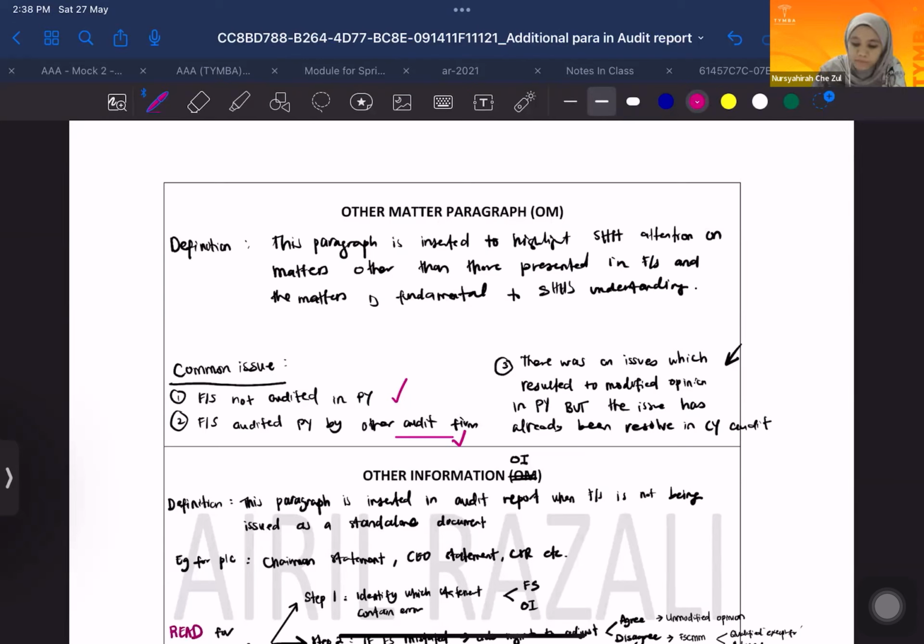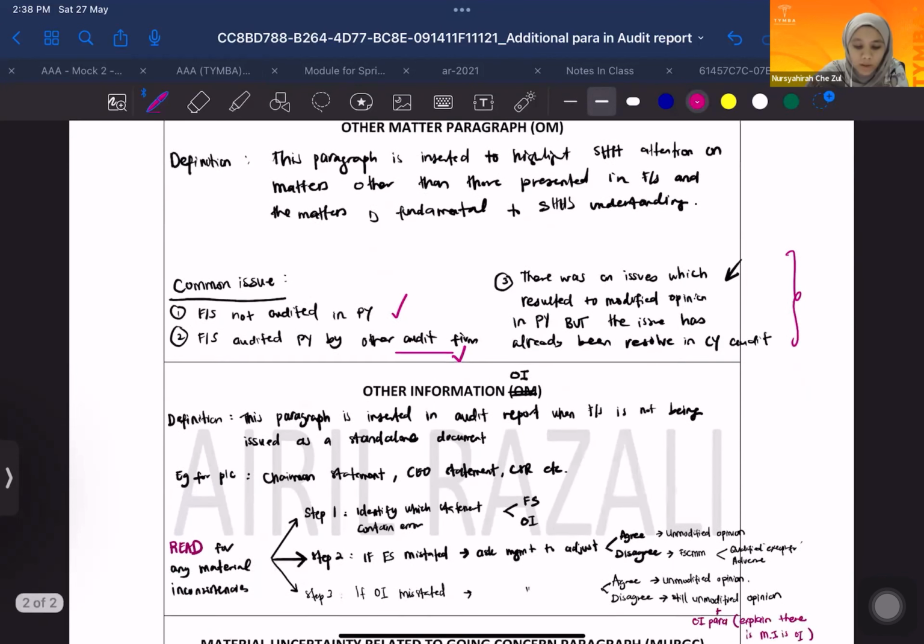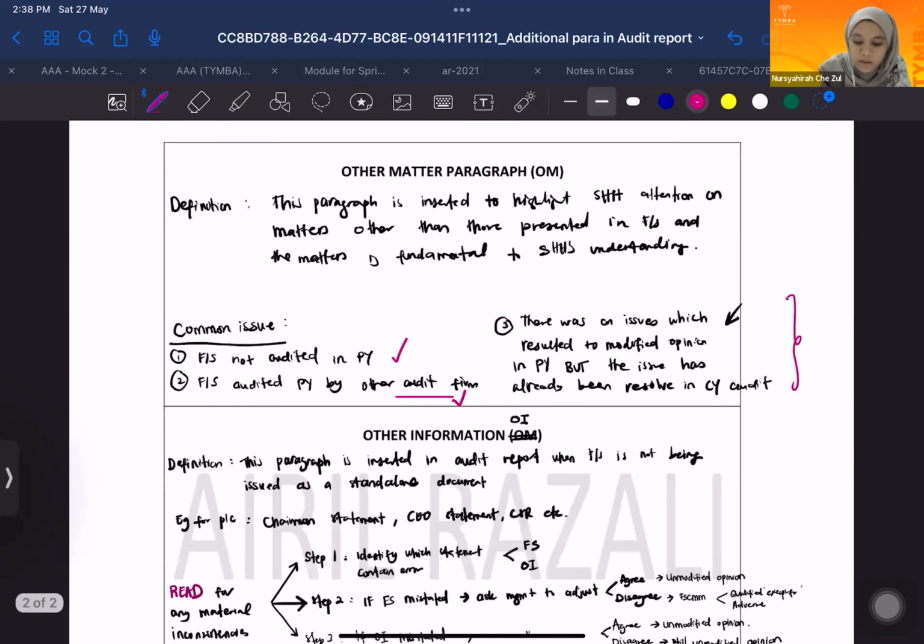Now this one you can read, but it doesn't really get tested in AA. Very rare. There was an issue which resulted in a modified opinion in the prior year, but the issue has been resolved. We just want to communicate that in the prior year there were issues which led to a qualified, except for, opinion, for example, but in the current year the issue has been resolved. Sometimes, very rarely, we communicate this. Right, next. The keyword here is to highlight shareholders' attention to matters other than those presented in the FS, meaning that it is not really related to the items presented in the FS, but it relates to the audit as a whole.